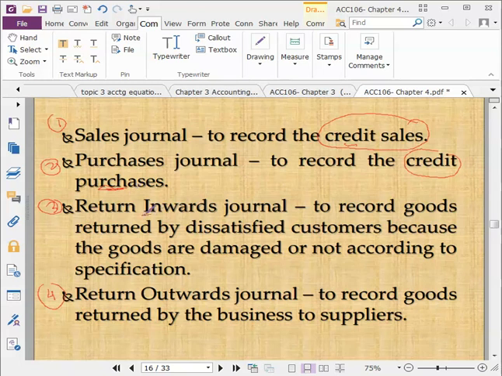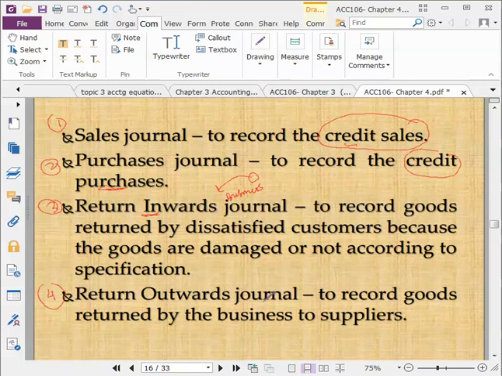So the keyword here is in. In maksudnya daripada luar masuk semula ke dalam business. Itu maksudnya return inward. Customer pulang balik ke business, disebabkan dia rosak ataupun wrong specification. Customer yang pulangkan, so itu ada return inward journal.